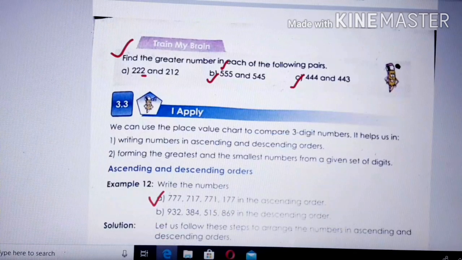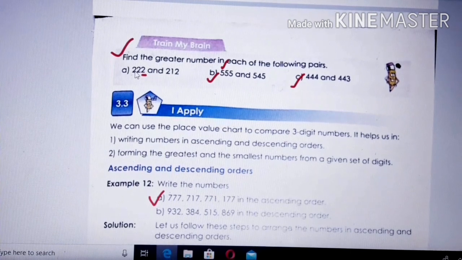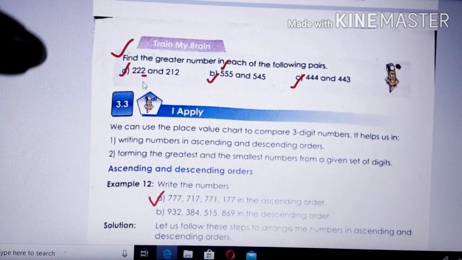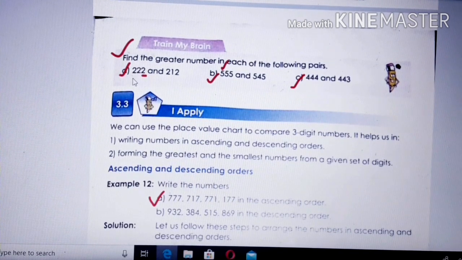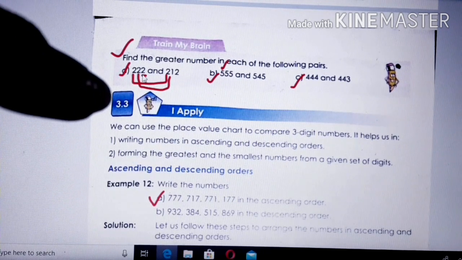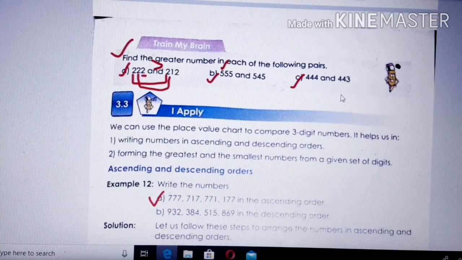So let's move to page number 37, children. Train my brain. Find the greater number in each of the following pairs. So you can do this. Number A, how to do? First, count the number of digits. How many digits are there? 3. Both have 3 digits, isn't it? Next, how to compare? First compare the hundreds place. Both are 2. Then move to the tens place. Here is 2 and here is 1. That means 2 is greater than 1. The number 222 is greater than 212. Is it clear? Same with B and C. You can do this in your book.